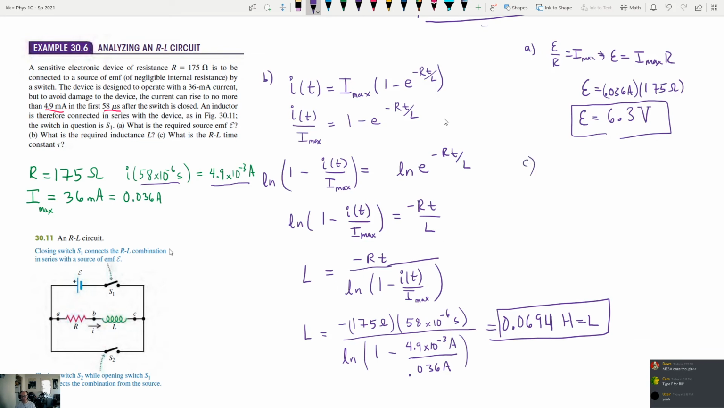A, B, C. What is the RL time constant? Well, this is super easy now, because we said before that tau is equal to L over R. So this is equal to 0.0694 Henry divided by 175 ohms. And yeah, we could have probably just solved for this first. It would have made the calculation a little simpler, but not by much. So I get that this is something like 396 microseconds, 397.